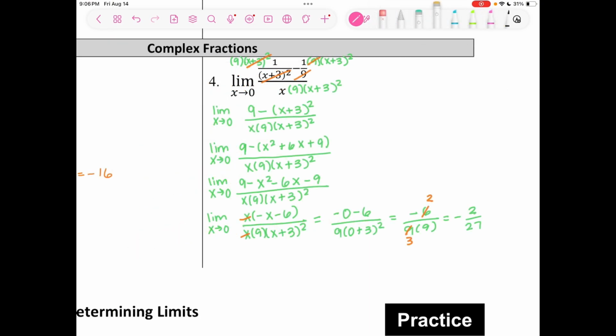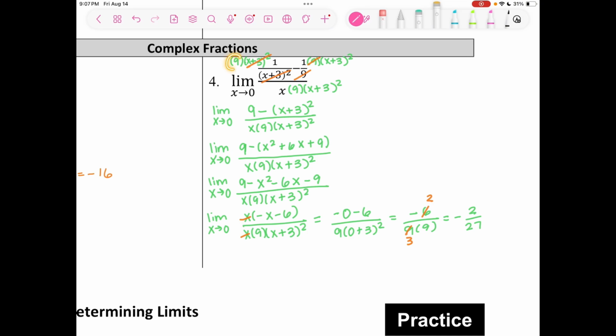All right, so for number 4, take a look at how I did it. So first I noticed that if I were to direct substitute 0, I would have 0 in the denominator. That's no good. And so what I saw is that I could, in just a few steps, get rid of the fraction in the fraction, right? The GCF of (x plus 3) squared and 9 is just 9 times (x plus 3) squared. And then what happens there is (x plus 3) squared is going to divide to 1, and then the 9s are going to divide to 1, cancel, if you will.